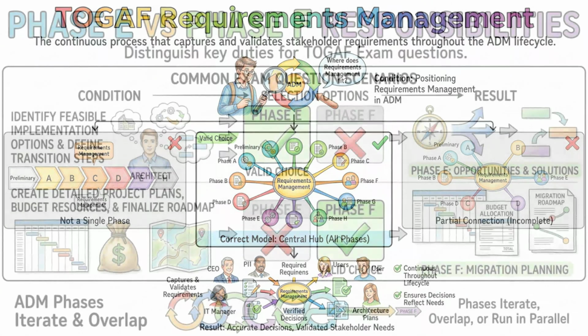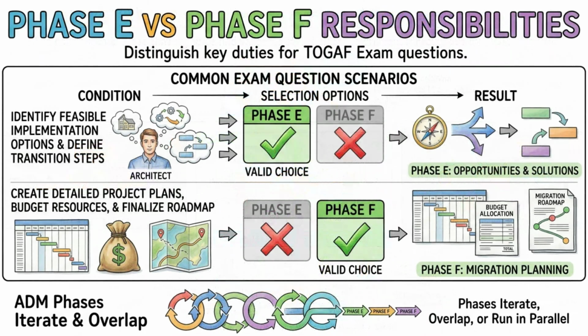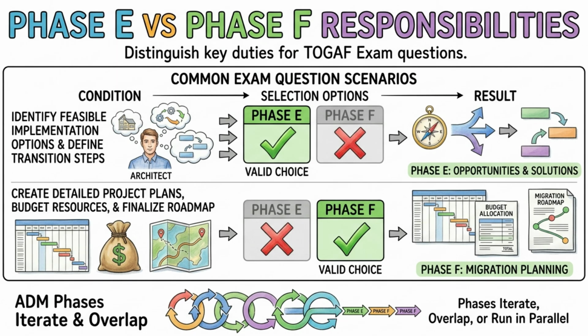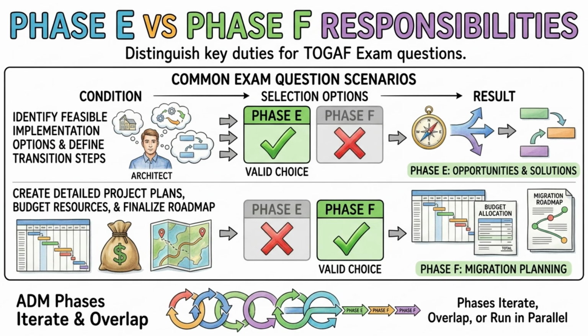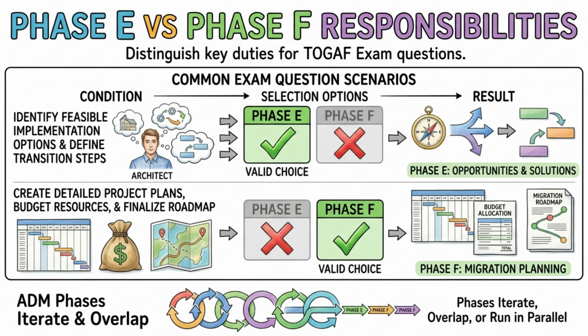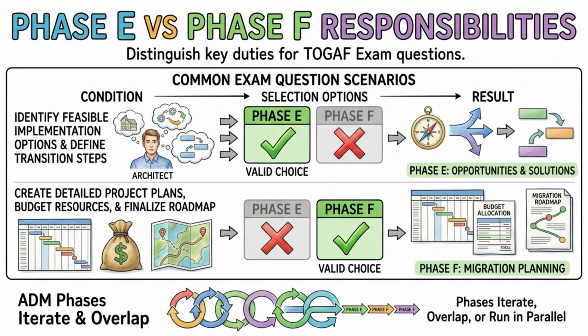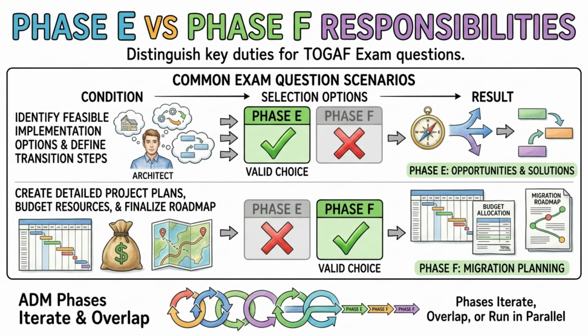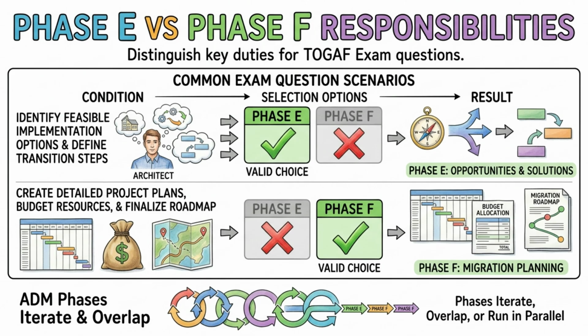A common mistake candidates make on the exam is confusing the key responsibilities of Phase E and Phase F. Always remember that Phase E focuses on identifying potential implementation options and defining transition steps, while Phase F focuses on detailed project planning, resource budgeting, and finalizing the migration roadmap. Additionally, keep in mind that ADM phases can overlap, run in parallel, or iterate based on project demands. Keeping these distinctions clear will help you answer complex scenario questions with complete confidence.